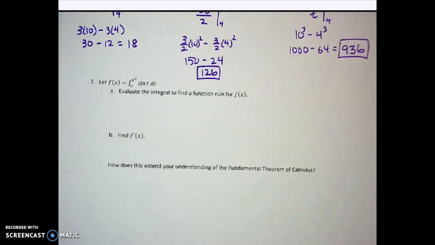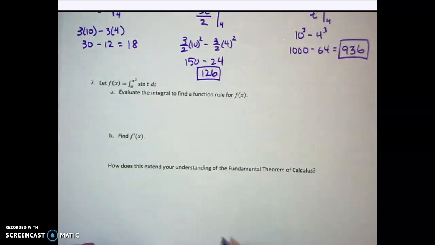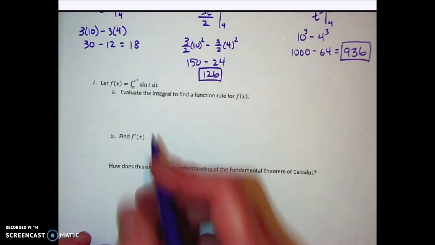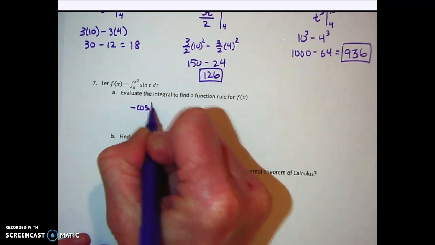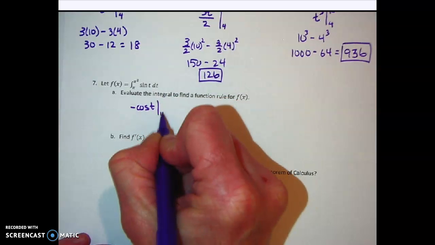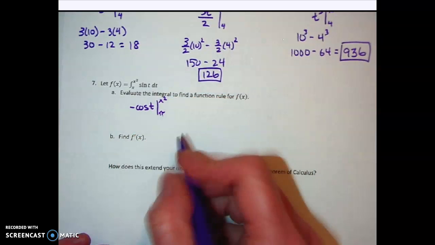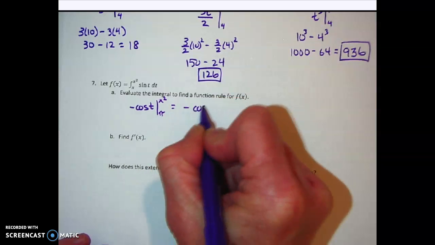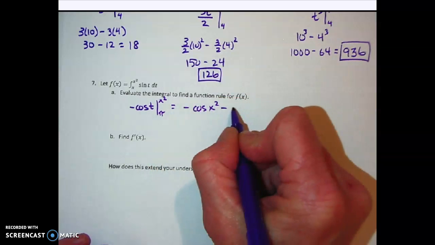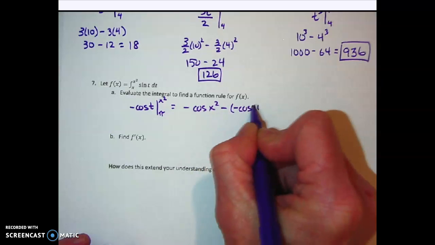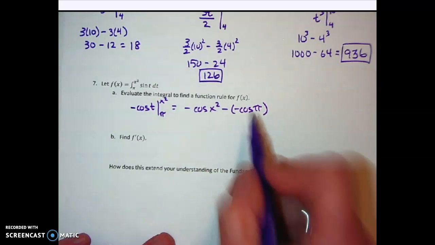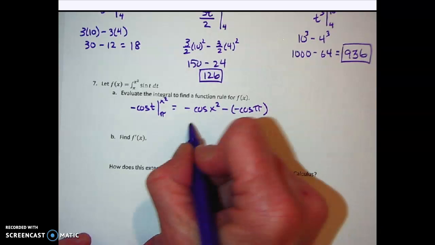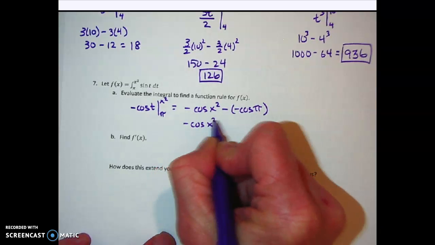Number 7, let f of x equal the integral from pi to x squared of the sine of t dt. Evaluate the integral to find a function. So again, the integral of the sine is the negative cosine of t, and we're going from pi to x squared. So negative cosine of x squared minus the negative cosine of pi.